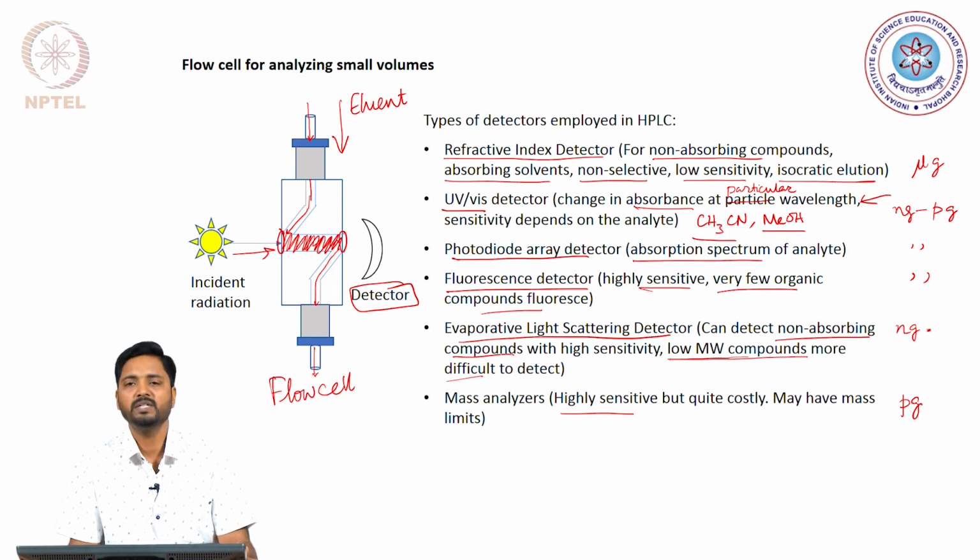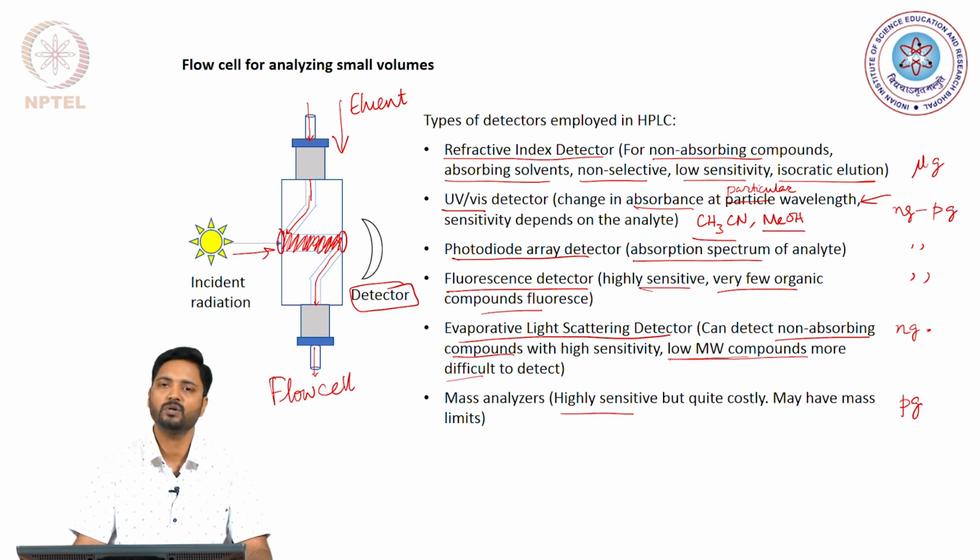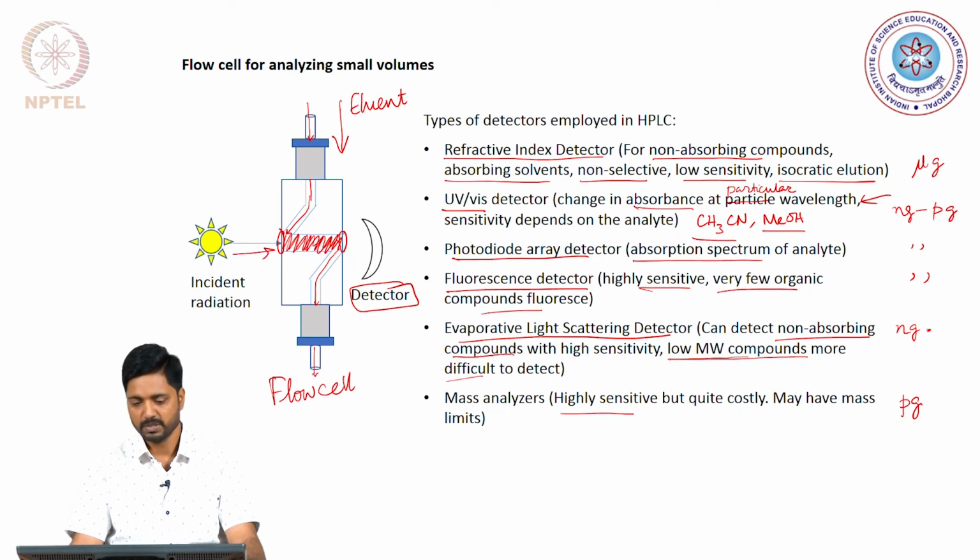So, what we see in this lecture is that we can use a wide variety of detectors based on what analyte we are eluting out of our chromatography column. So, if we have a good idea of what may be the characteristics of the analyte and the mobile phase that we are using, we will be able to choose the appropriate detector for our purpose.